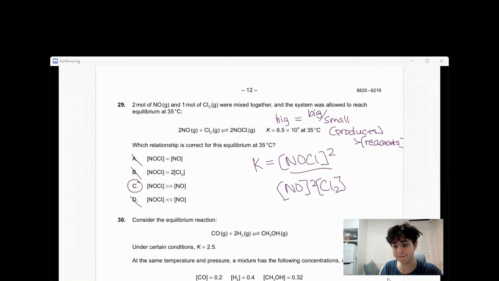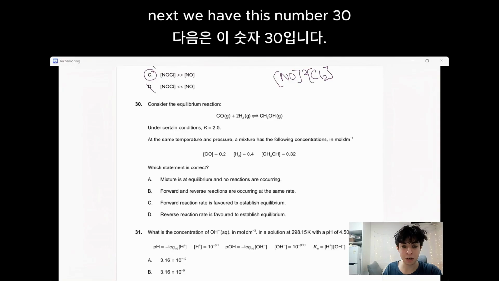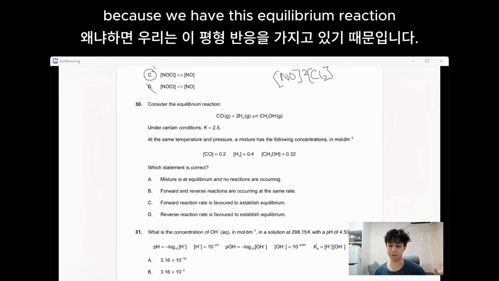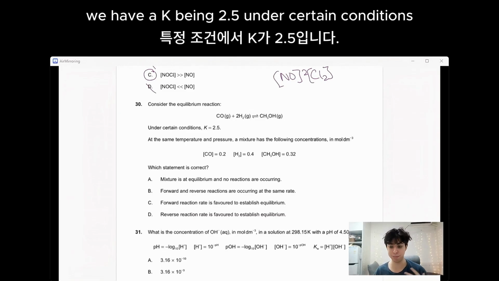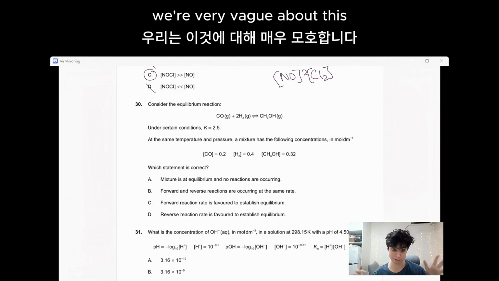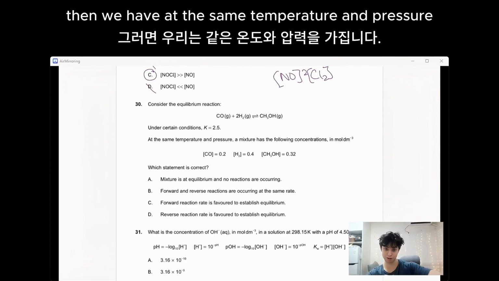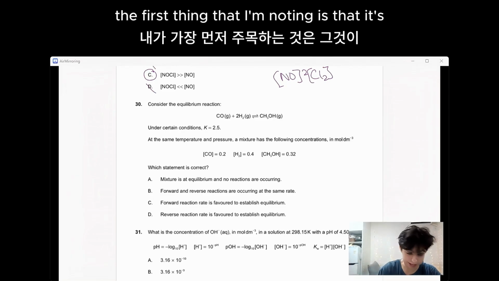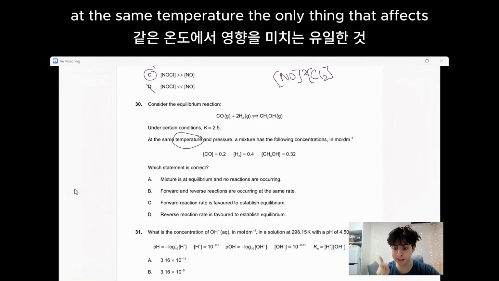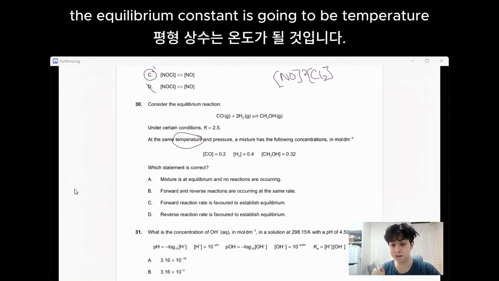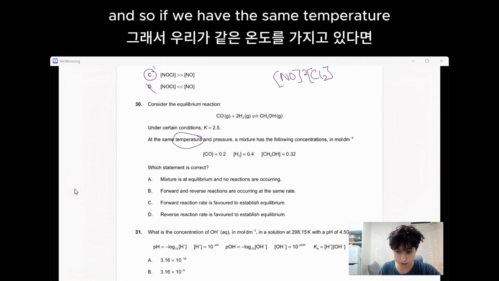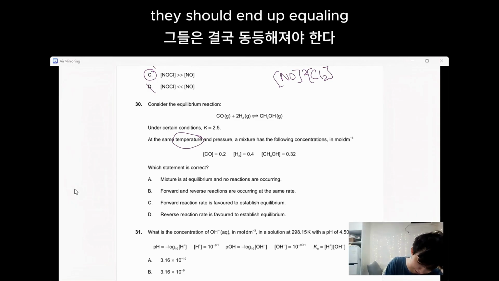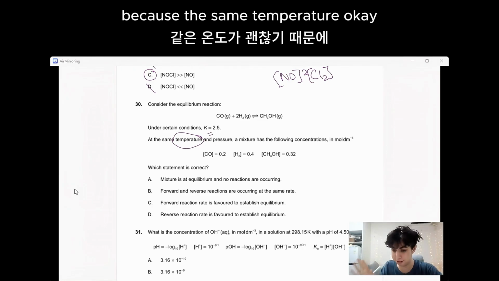No math needed. Next, we have this number 30, which is another equilibrium question, but this time it's actually going to be an HL one because we have this equilibrium reaction. We have a K being 2.5 under certain conditions. We're very vague about this. And then we have, at the same temperature and pressure, the mixture has these certain concentrations. Immediately the first thing I'm noting is that it's at the same temperature. The only thing that affects the equilibrium constant is temperature. And so if we have the same temperature, then if these concentrations are at equilibrium, they should end up equaling the same equilibrium constant because it's the same temperature.